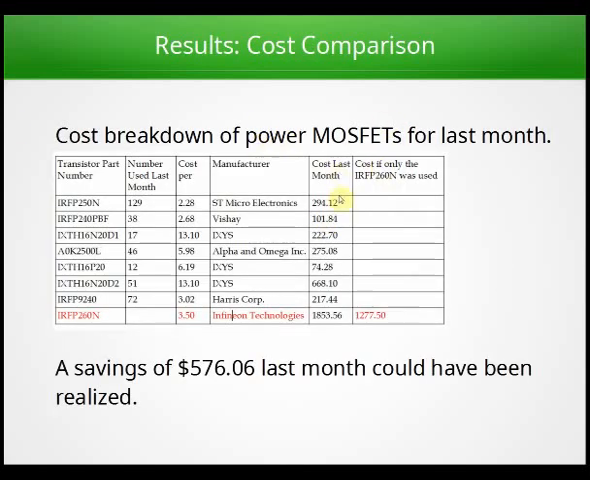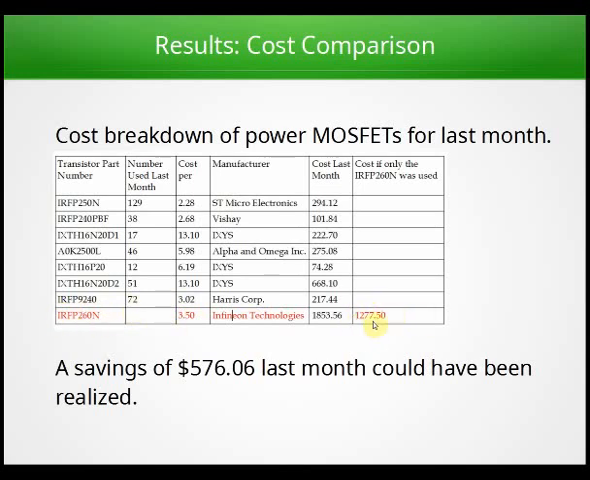Results. Cost comparison. So this is a cost breakdown of the power MOSFETs used for the last month. Here we have a list of the 7 parts that are currently being stocked, the number of parts of each part that were used, the cost of each individual transistor, the manufacturer, and the total cost last month for all of the parts used. And so we had a total cost of $1,853.56.